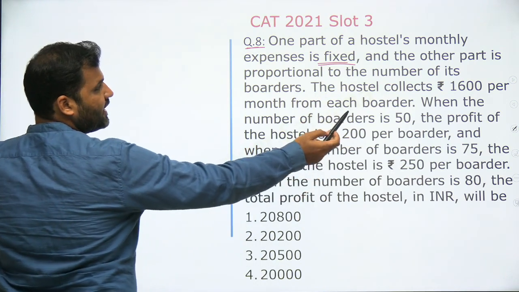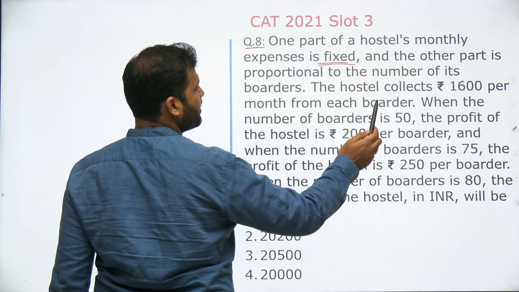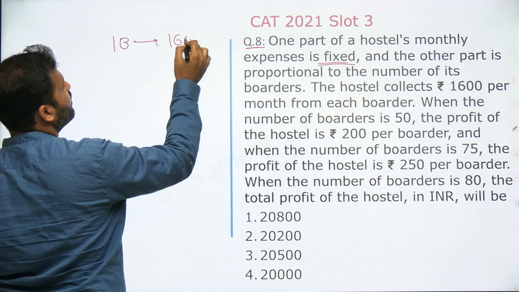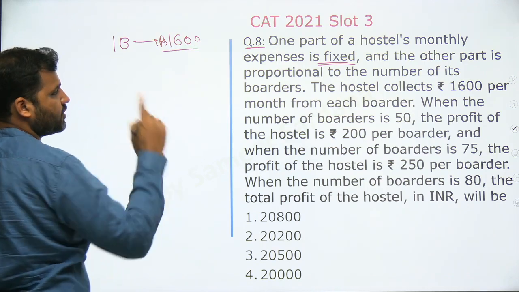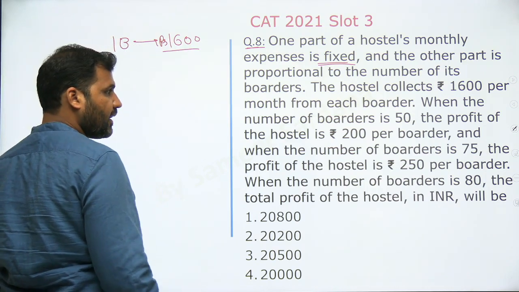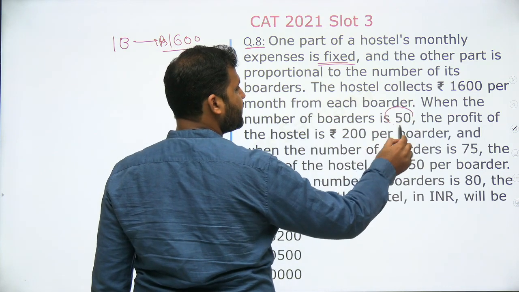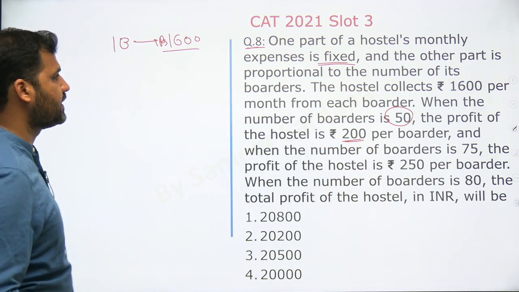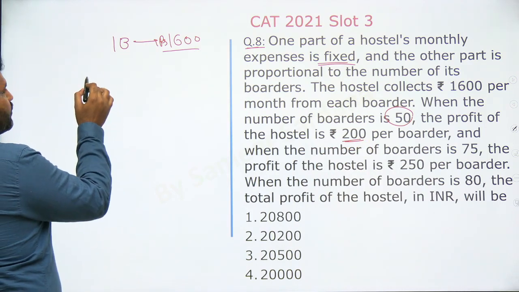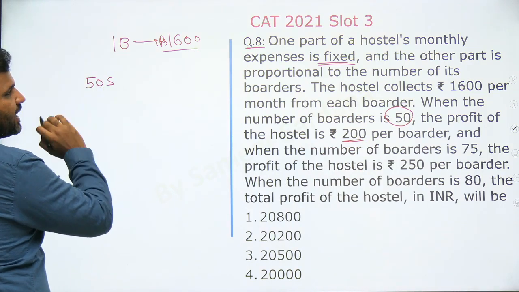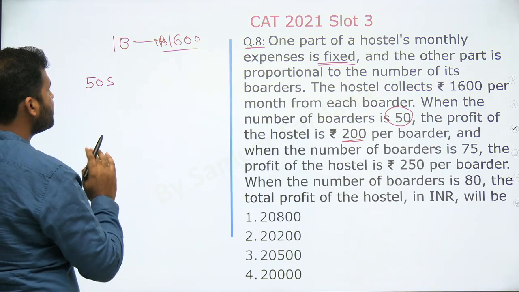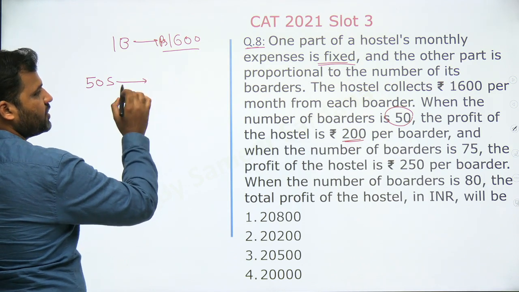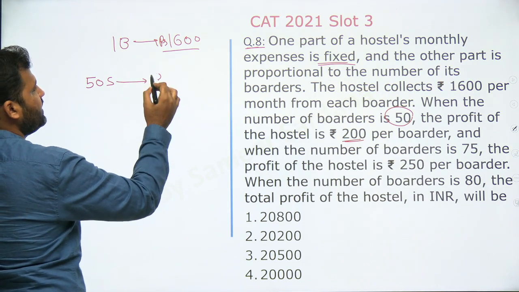The hostel collects 1600 rupees per month from each boarder. So one student is giving 1600 rupees. So that's a collection that you're doing from one student, right? When the number of boarders is 50, the profit of the hostel is 200 rupees per boarder. See this, guys. Tell me, when there will be total 50 students, everybody is giving you 1600 rupees, right? So your total collection will be how much? Your total collection, 16 into 5, 80.